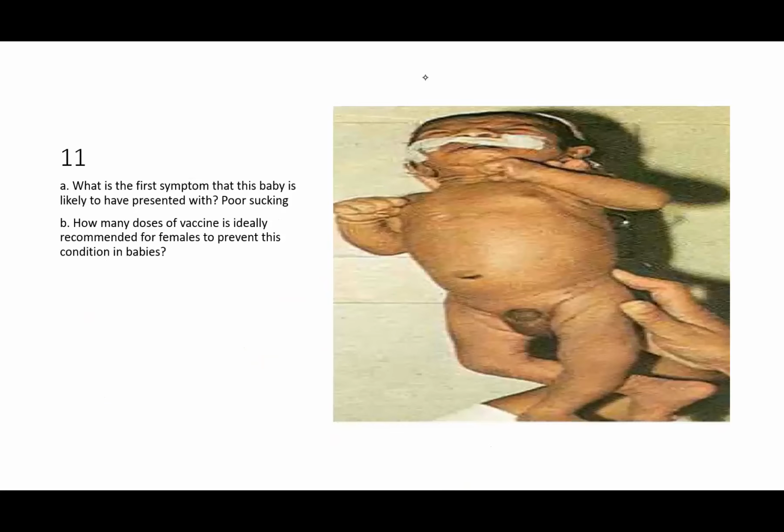Okay. The next question is showing a child having some form of stiffness. Well, it's an image, not a video. They are having spasm. You can have neonatal tetanus. You'll see a child having generalized spasm or local spasm. Neonatal tetanus. What is the first symptom that this baby is likely to have presented with?